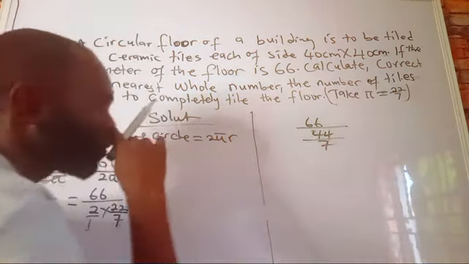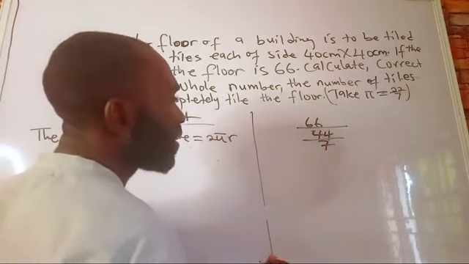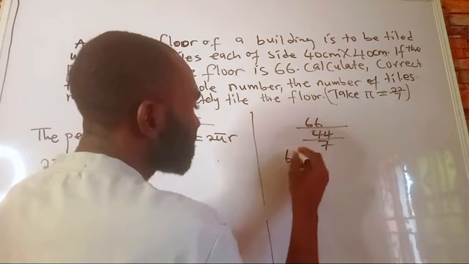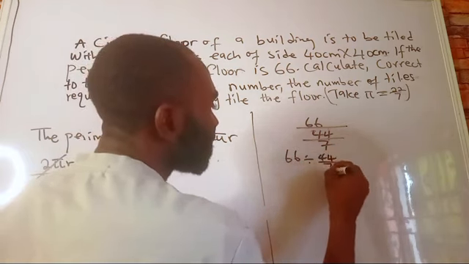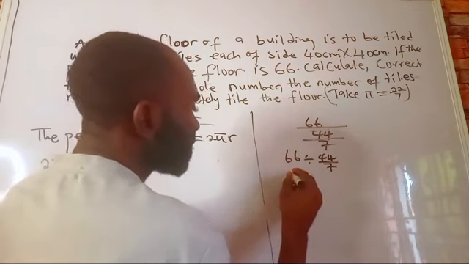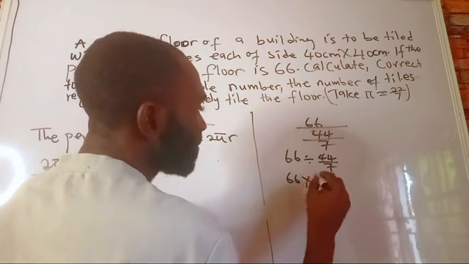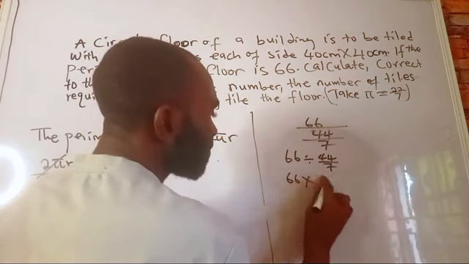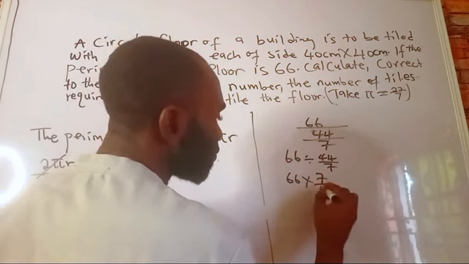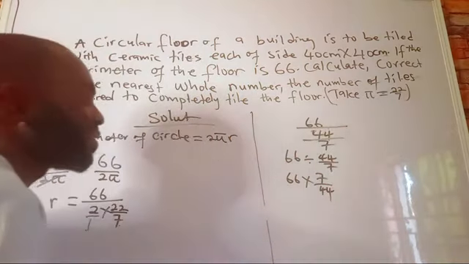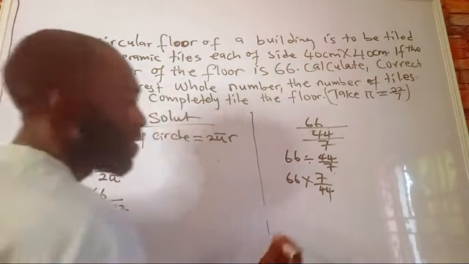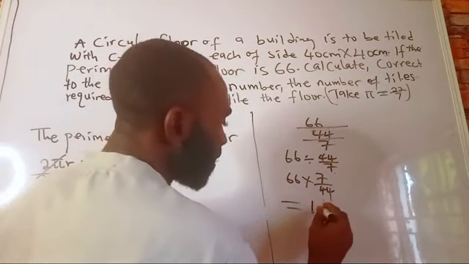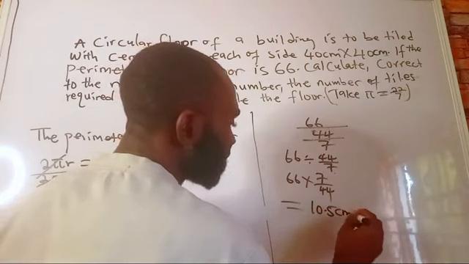Now you are going to take the reciprocal. That is 66 divided by 44 over 7, which is the same thing as 66 times 7 all over 44. That is doing the reciprocal: the denominator goes up while the numerator comes down. From here, if you do it correctly, you are going to have 10.5 centimeters.